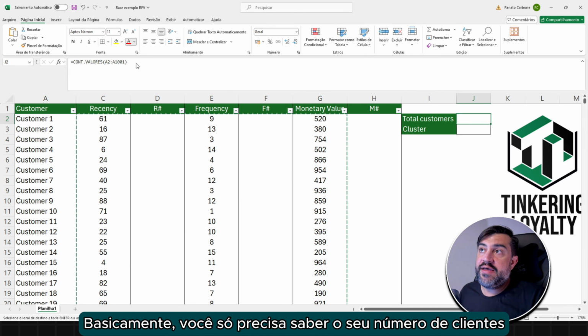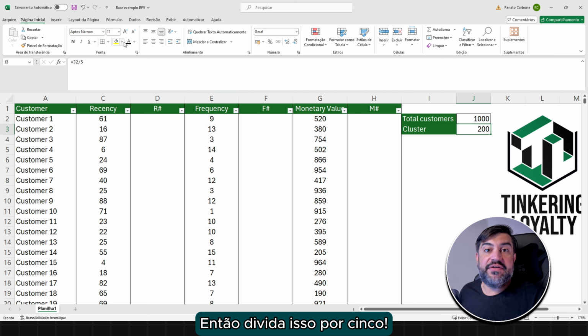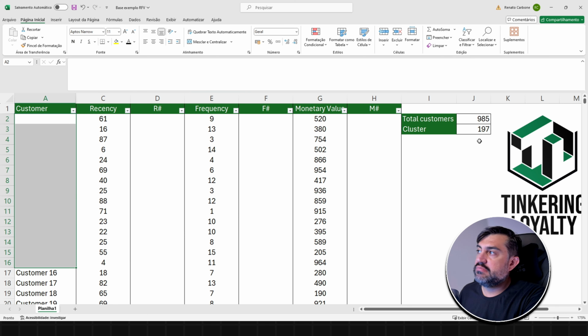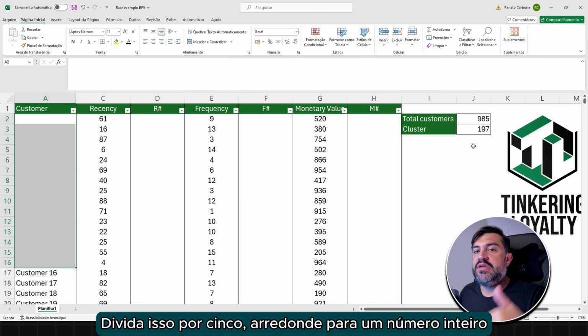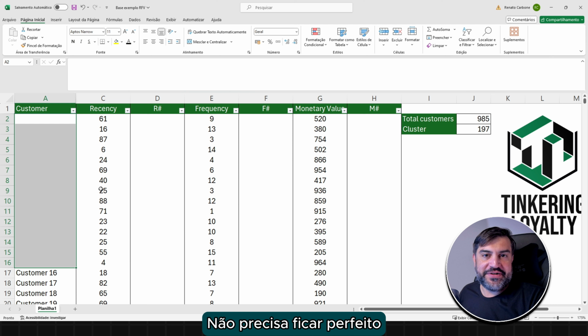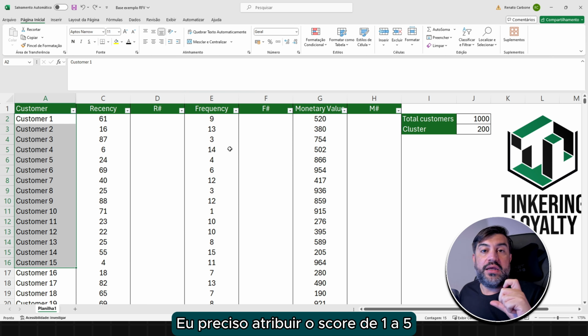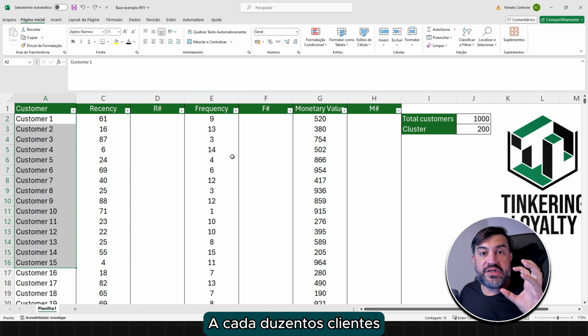So divide that by 5. If you had fewer customers, divide that by 5, round up to an integer number. It doesn't matter. Okay, so in my case, I have 1,000. I need to assign number 1, 2, 3, 4, or 5 for each 200 customers.